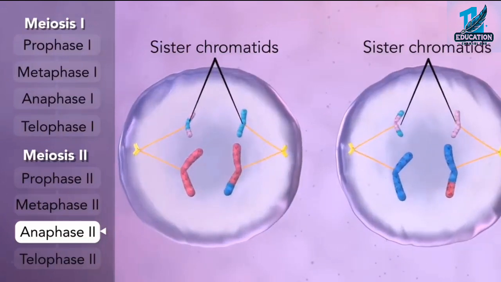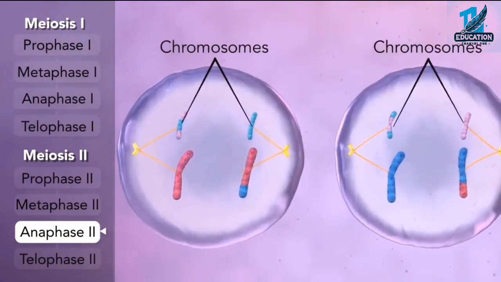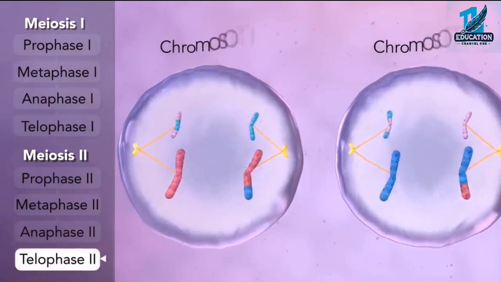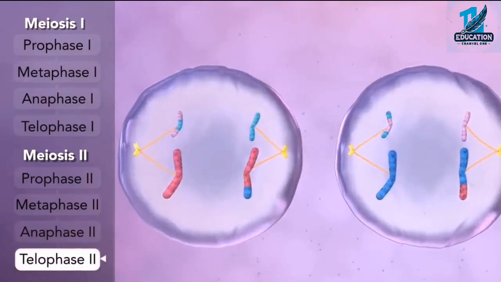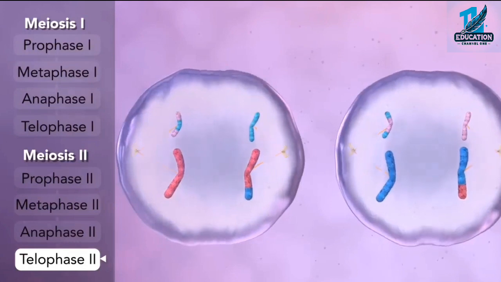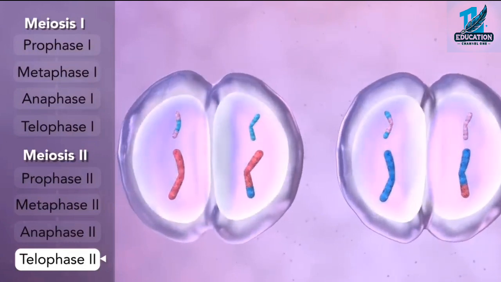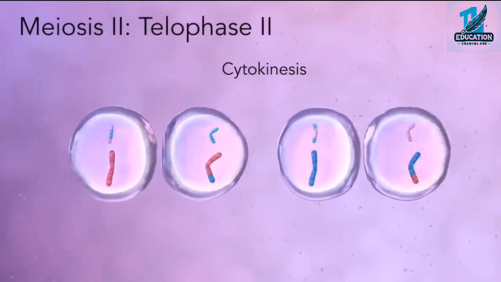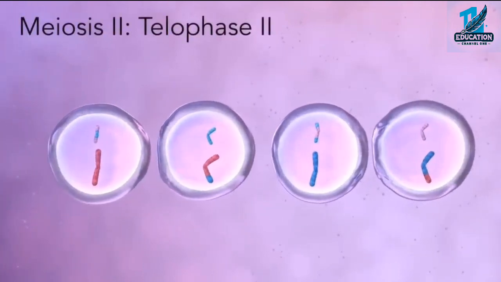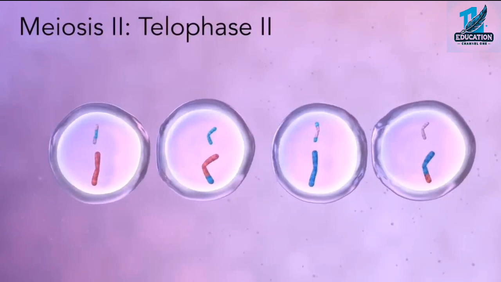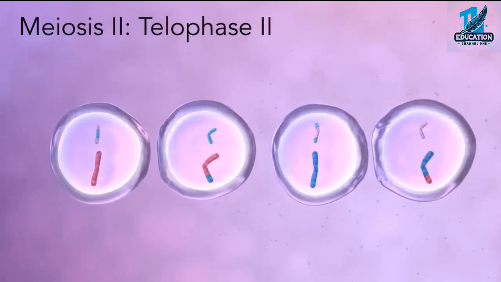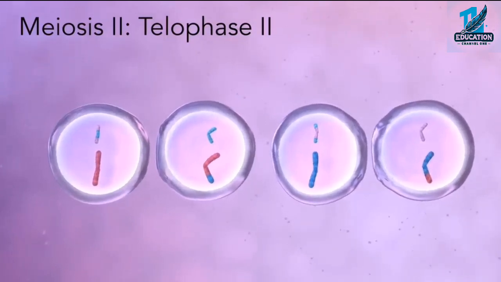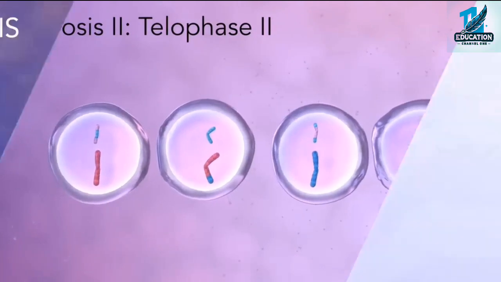Once the sister chromatids separate, they are called chromosomes. Finally, during telophase II, the spindle fibers disappear, and nuclear membranes reform. And cytokinesis occurs in both cells. Meiosis II ends with four genetically different haploid daughter cells, each containing only one set of chromosomes.